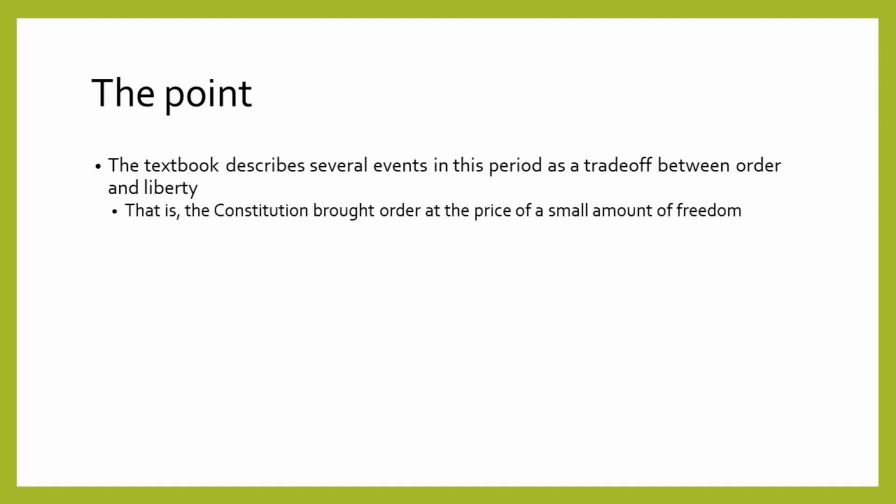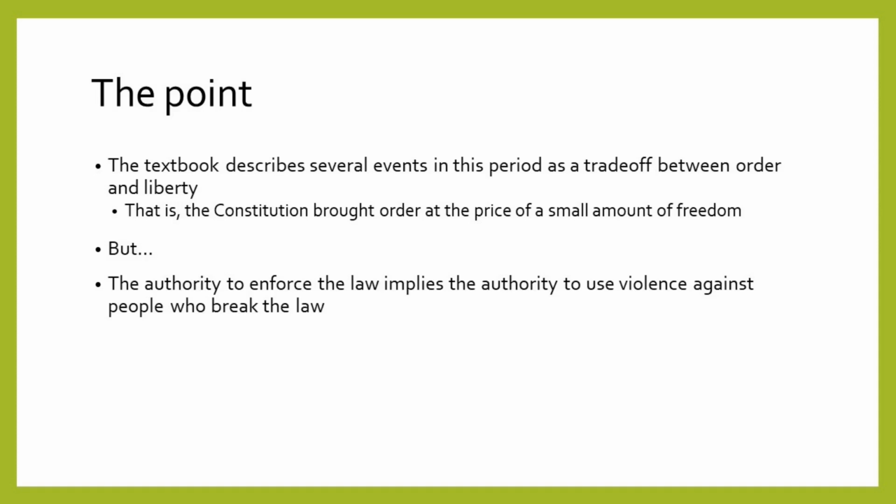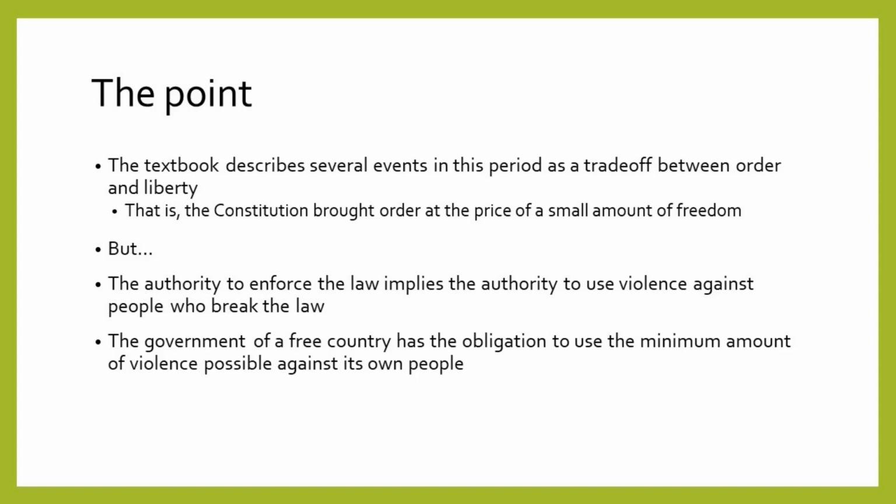The textbook describes a lot of things in this chapter as a trade-off between order and liberty, the idea being that the Constitution brought order to the country at the expense of a tolerable amount of freedom being given up. However, when we talk about bringing order to the country, we need to be realistic about the human cost of that as well. The authority to enforce laws comes with the authority to do violence against people who break the law. And I would argue that the government of a free country has the responsibility to use the minimum amount of violence possible against its own people.